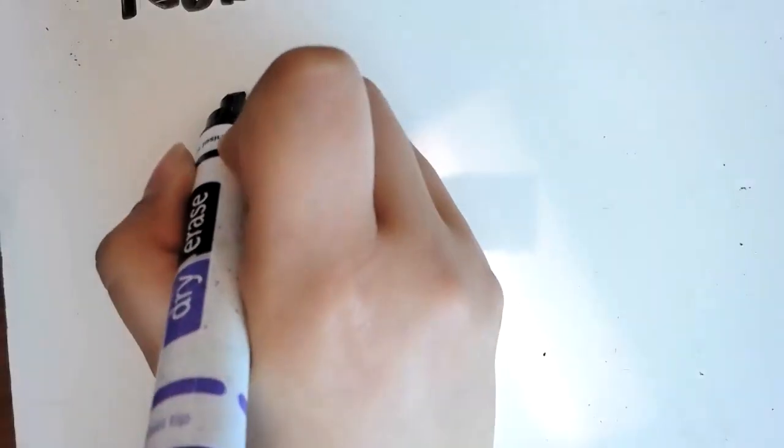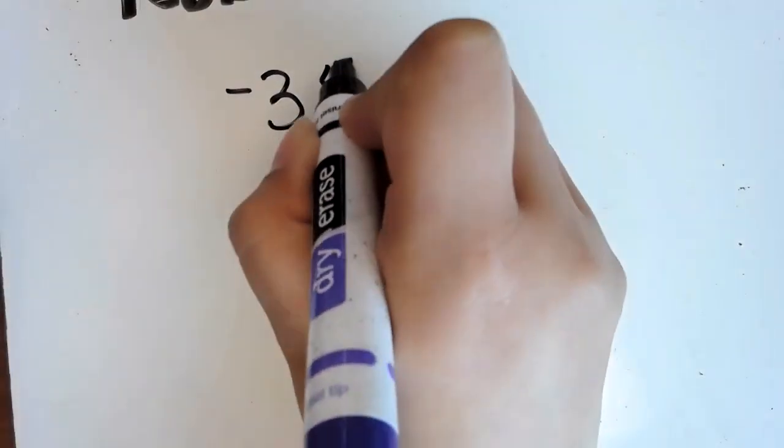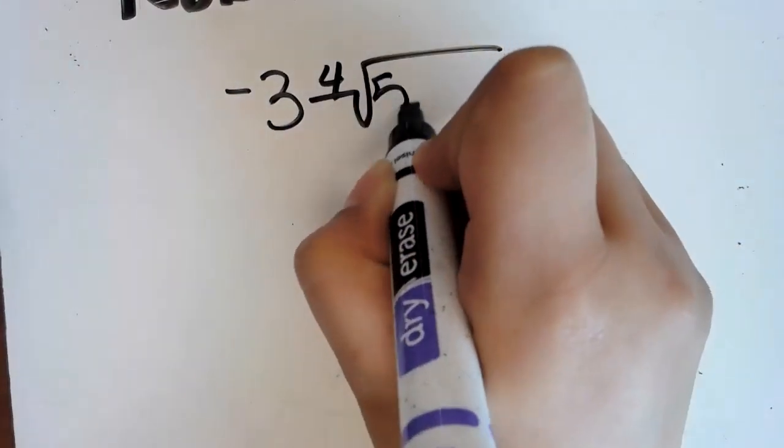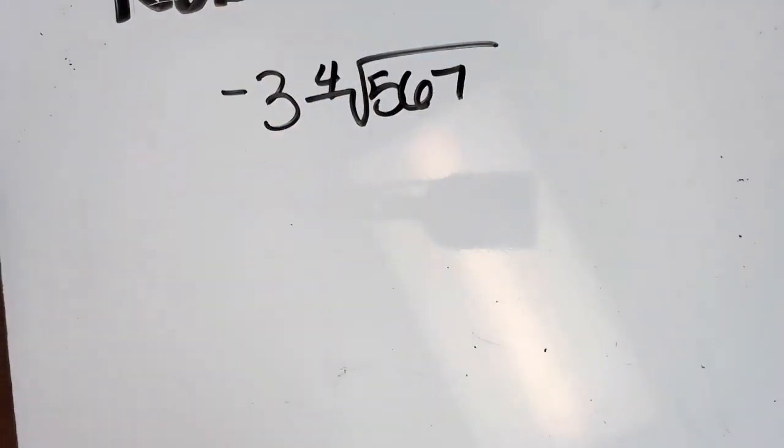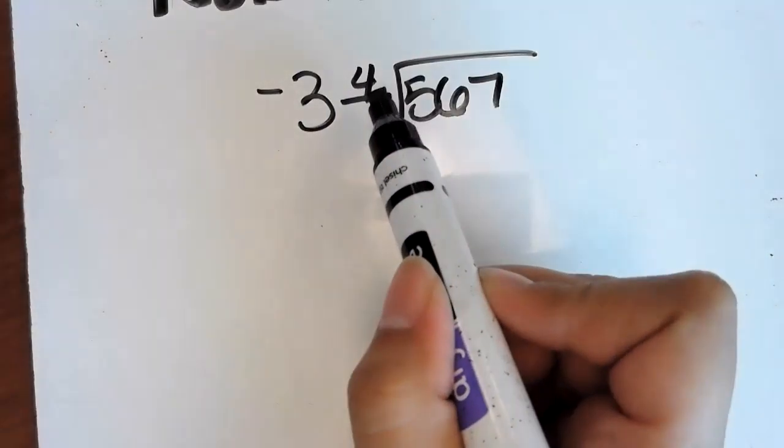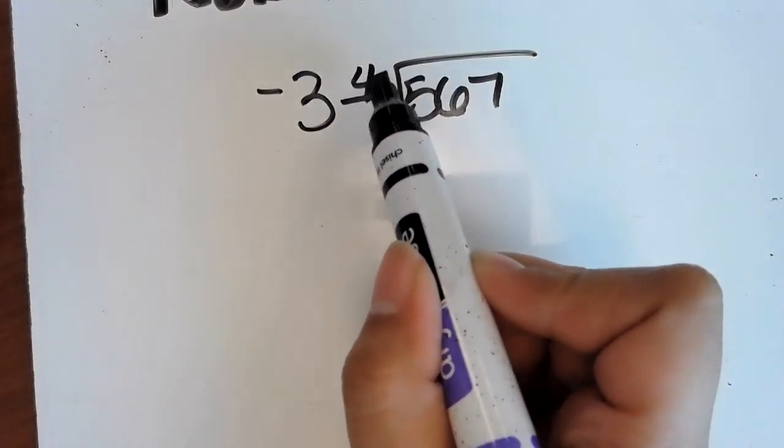So let's talk about simplifying the radical. Let's take negative 3 fourth roots of 567. So notice we're working with the fourth root. That's what the 4 right here tells us.